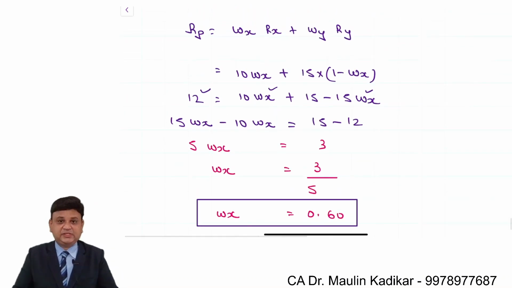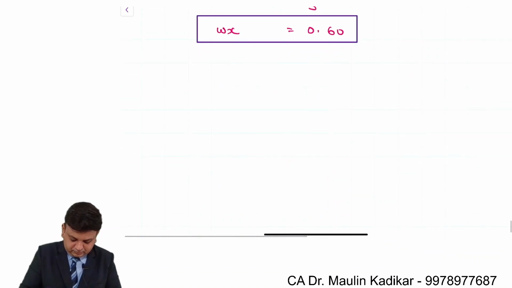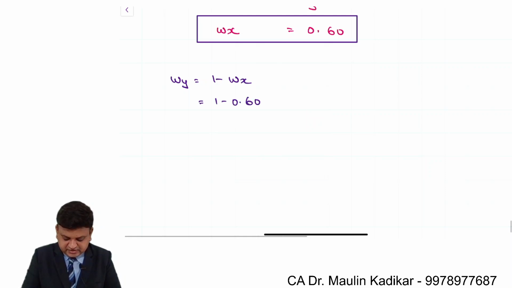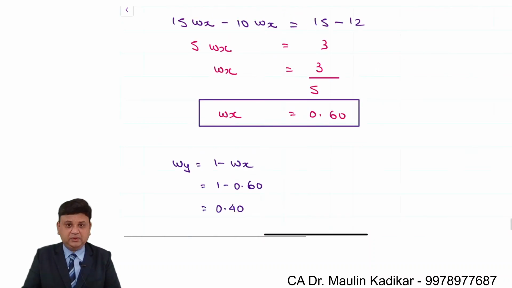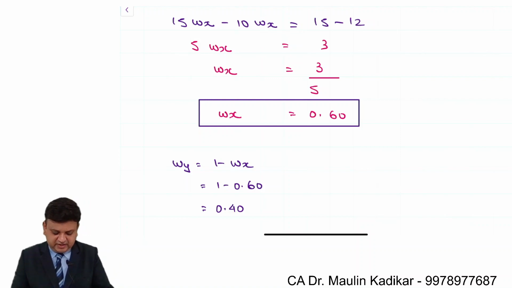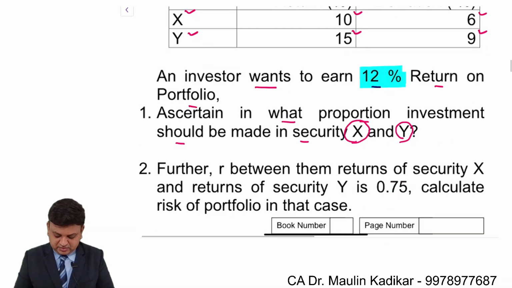That is the proportion in which the investment should be made in security X, and the remaining will be in security Y. WY is equal to 1 minus WX, 1 minus 0.6, that comes to 0.4. So the proportion in which the investment should be made in Y is 40%. This is the way we are required to spread the portfolio between security X and Y. That is the answer to the first question.